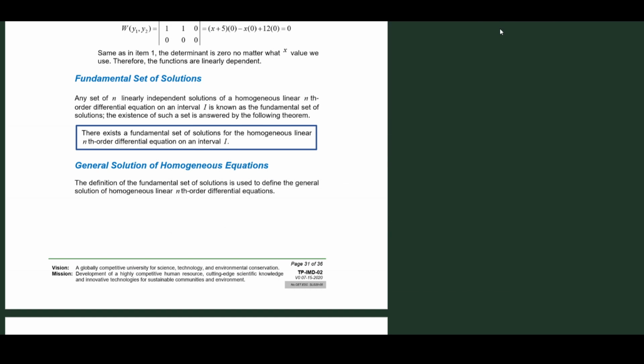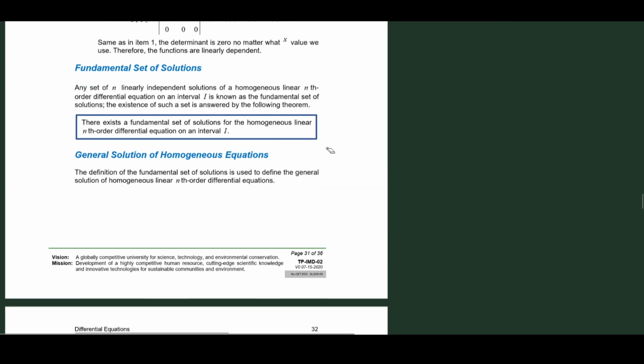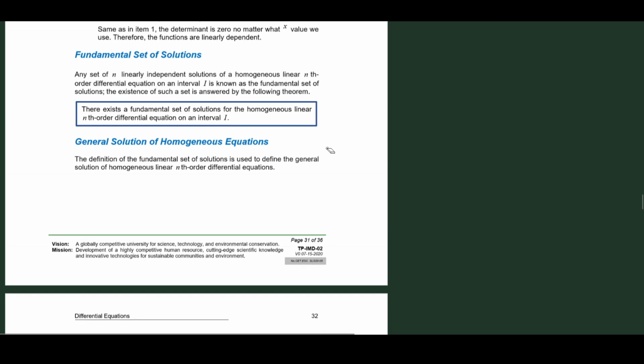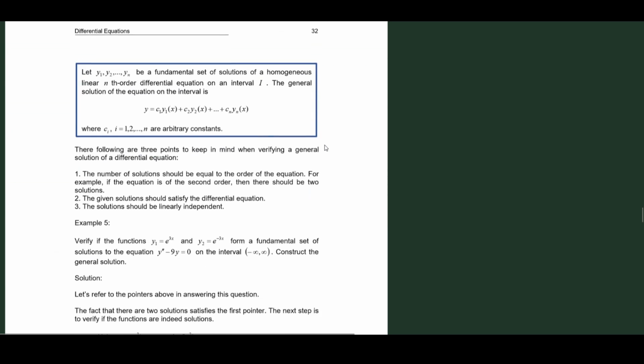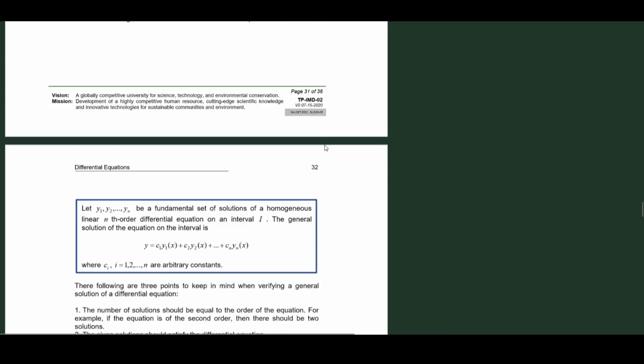Okay, hello everyone. So let us now proceed to the fundamental set of solutions and then the general solution of homogeneous equations. In this lesson, we will go through the definitions and then finally we will have an example here of how to construct the general solution of a homogeneous equation. We will be using the concepts that we've learned before and applying them here. So let's start with the fundamental set of solutions.